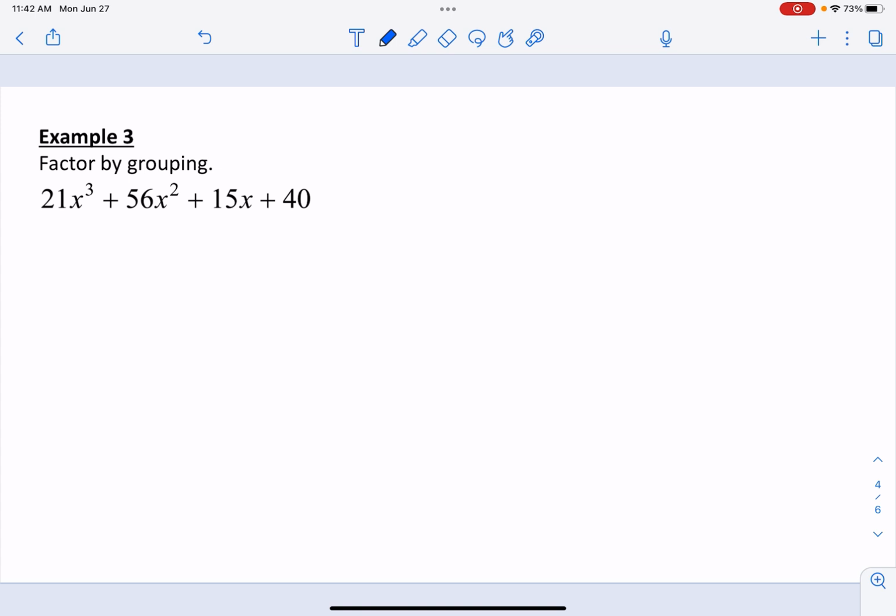Okay, factoring by grouping. I really like factoring by grouping. You use grouping when you have 4 terms. And quite honestly, in an Algebra 1 class, I'd probably tell you guys, use factoring by grouping.